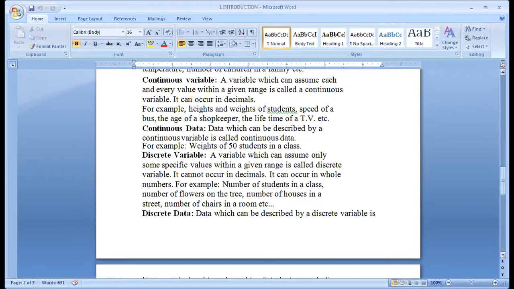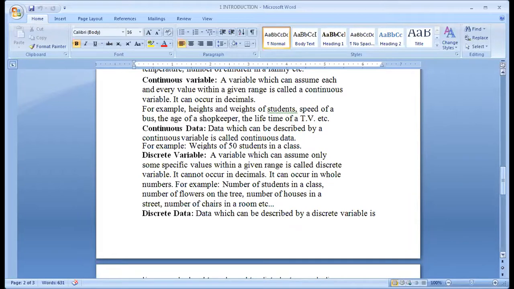So it's a continuous variable. And that data on continuous variable is called continuous data. Data which can be described by a continuous variable is called continuous data. For example, weights of 50 students in a class, it will be a continuous data.